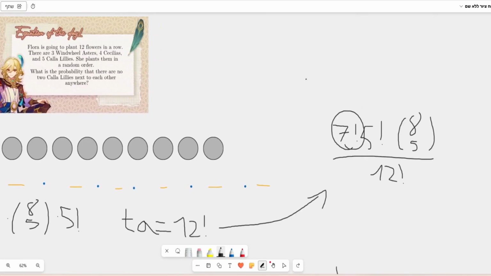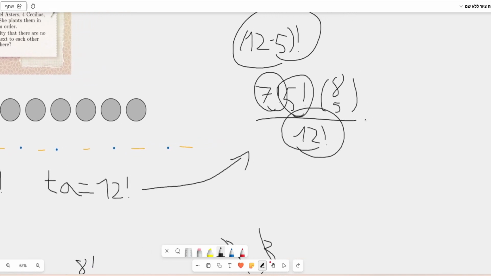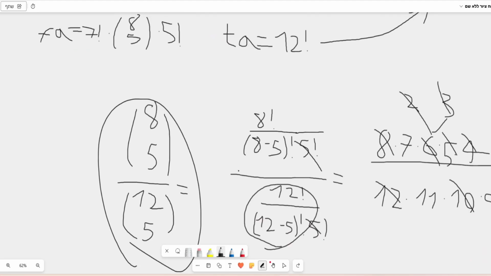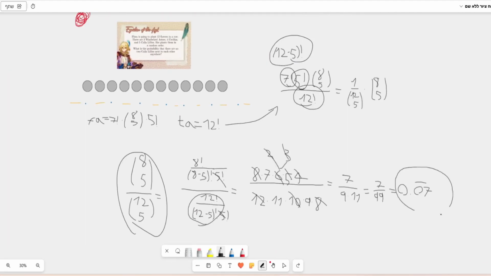This 7 factorial is just 12 minus 5 factorial. So what we have here, 12 minus 5 factorial times 5 factorial over 12 factorial, this just equals 1 over 12 choose 5, times 8 choose 5, which is exactly this. This is the same. It's just a more complicated way to look at it. And so our answer is 0.07 repeating.